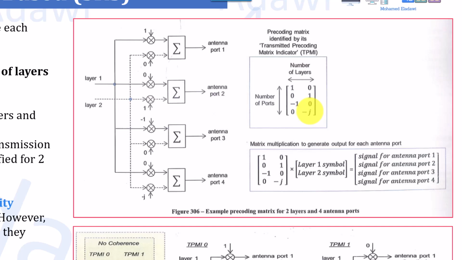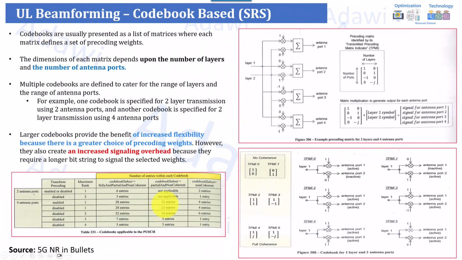But the main outcome from here, I would like you to know about it, is that the maximum number of TPMI depends on three main factors: the number of layers configured for the user, the number of ports configured for the user by the gNB, and also the UE capability for something called antenna coherency, as I will explain now. For example, the bottom left table here summarizes the maximum number of TPMI entries that the gNB can use to select from.